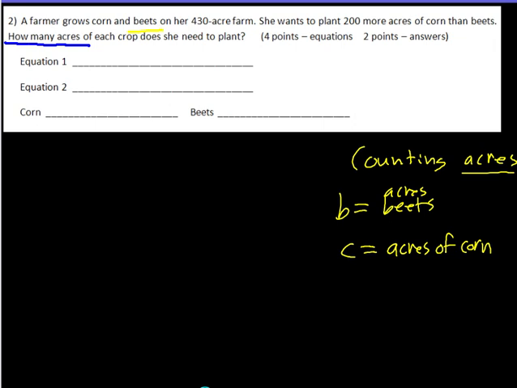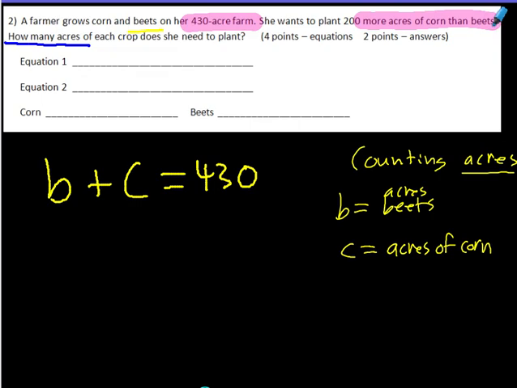Okay, so I know that my total acreage is 430 acres, which means that the acres of beets plus the acres of corn equals 430. We're assuming she plants the whole farm. And she wants to plant 200 more acres of corn than beets. That can be tricky sometimes. Do I add 200 to corn or 200 to beets?